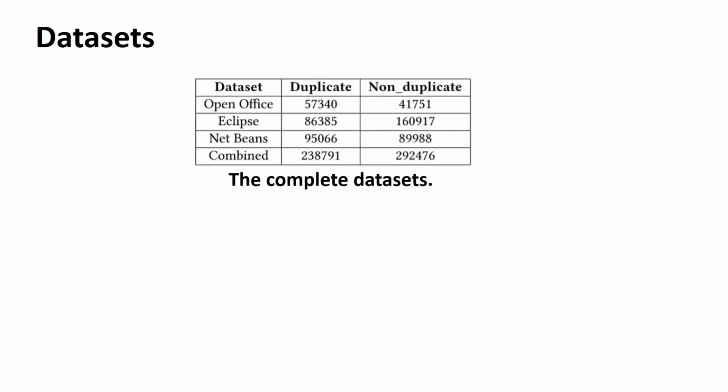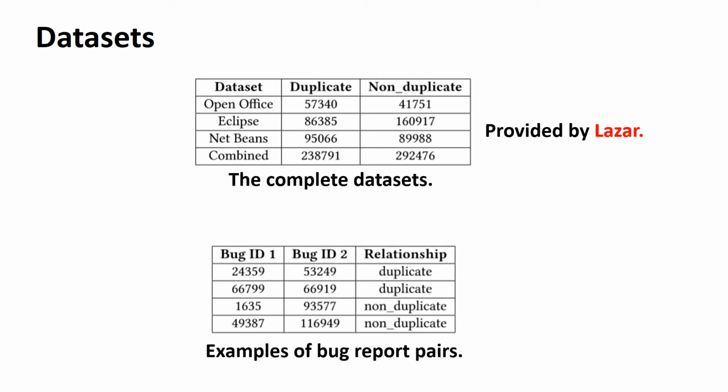Our datasets come from 3 projects: OpenOffice, NetBeans, and Eclipse. These data are provided by Lazar. To create a larger dataset, we add up the data from these 3 projects and call it combined. Here are a few examples of the content in the datasets. A piece of data contains the ID of two bug reports and the relationship between them.